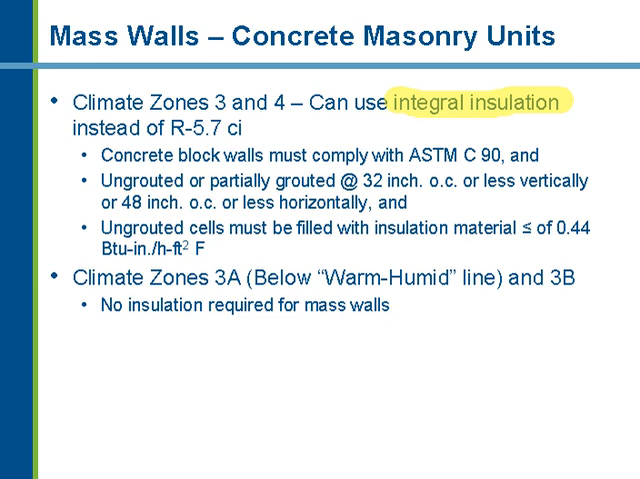There are some criteria, and rather than read the criteria to you, you can read these. But there's 3 criteria on the type of CMU, as far as the testing goes with that, how much can be grouted, the distance, the 32-inch on center or less vertically from a grout standpoint. So there is a list of criteria on that. In hotter climates, so climate zones between 3A, which is they can call the below warm humid line, no insulation is required for the mass walls, so you don't really have to worry about insulating the mass walls. And integral insulation is also not required for those particular mass wall systems.